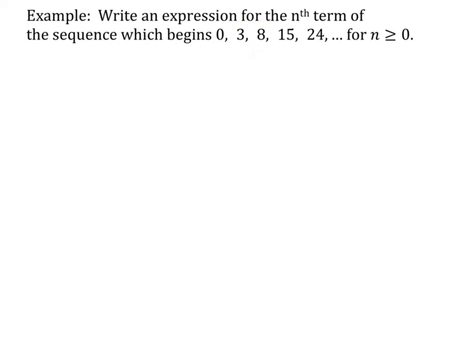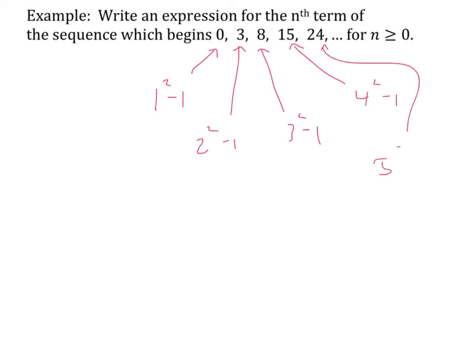So the first number appears to be 1 squared minus 1. The next is 2 squared minus 1, then 3 squared minus 1, then 4 squared minus 1, and indeed the next is 5 squared minus 1. So how can I work with that? Every one of these terms has a consistent minus 1 at the end. That part doesn't change as n changes.